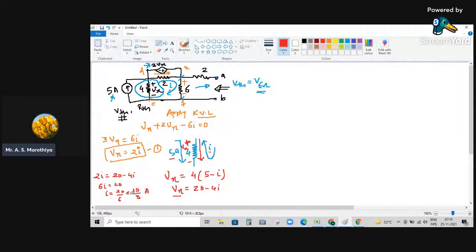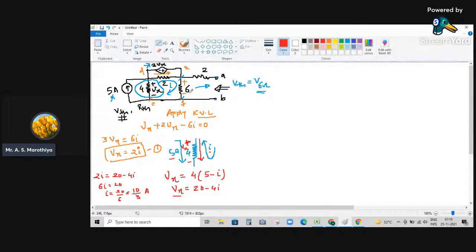Now see here, the value of current is positive. That means the direction which we have assumed initially in this mesh, which is in clockwise direction, is correct. Suppose if we got the value of current as negative, that is minus 10 by 3 ampere, then in that case the actual value of current flows in this particular mesh will be in anti-clockwise direction, which is nothing but ulta, exactly ulta. So this is very important. So we got the value of current I as 10 by 3 ampere.